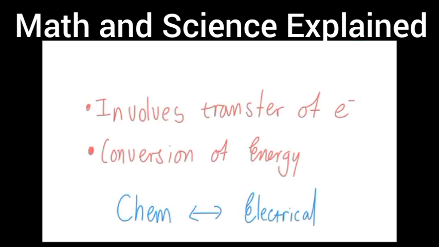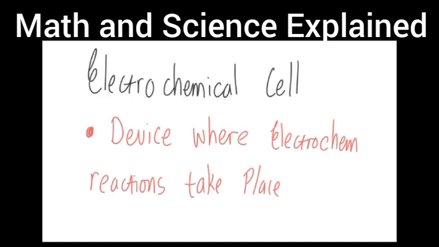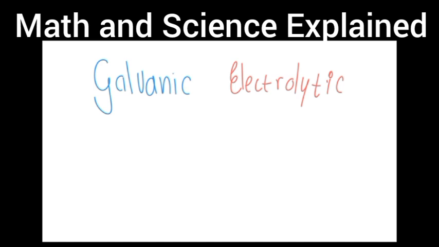So essentially, electrochemical reactions involve a transfer of electrons, and also there is a conversion of energy that happens with these reactions, and that is from either chemical energy to electrical or electrical to chemical. And finally, an electrochemical cell is simply a device where these electrochemical reactions can take place. The two most common cells we are going to look at are galvanic and electrolytic. But before we get into depth about these two cells, we are going to first have to look at a few definitions.